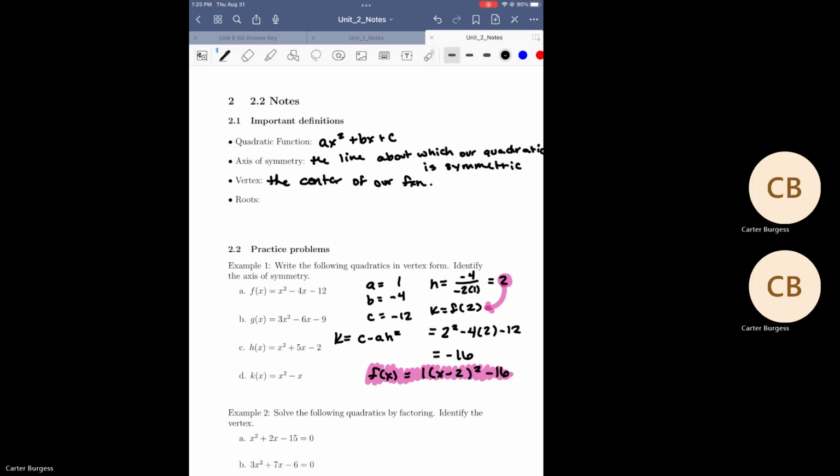Okay, now that's not the full problem, right? The other part of the problem is identifying the axis of symmetry. Good news for us is that the axis of symmetry is always just going to be following whatever that value of h is. In this case, h we said is 2, so the axis of symmetry is going to be the line x is equal to 2.